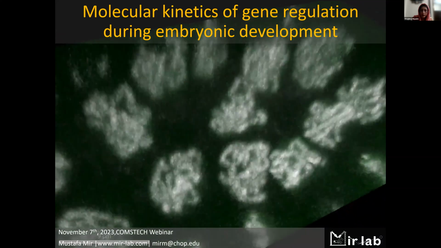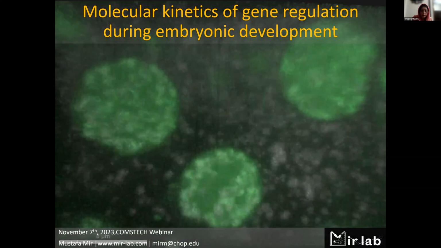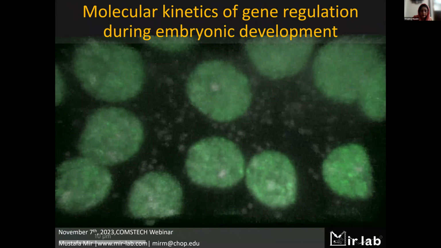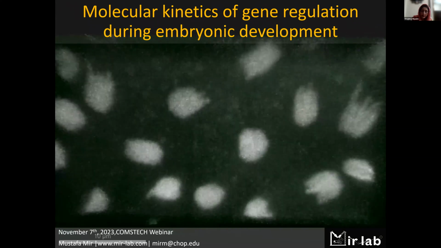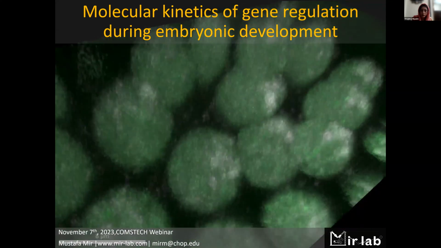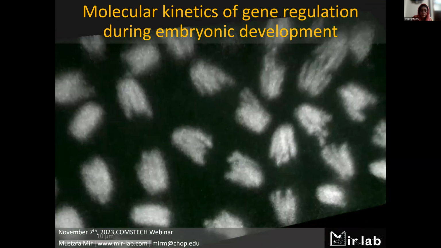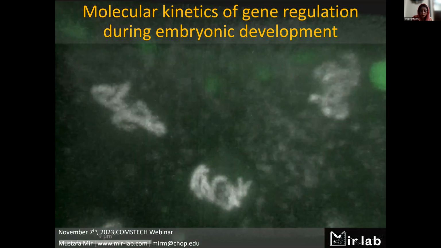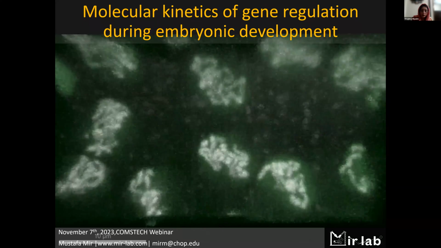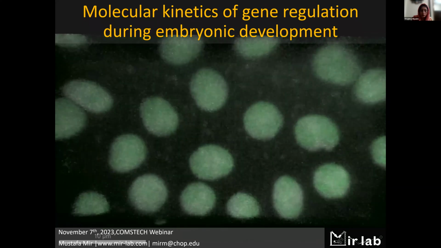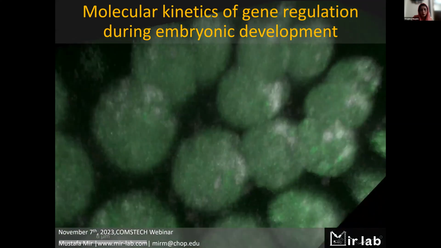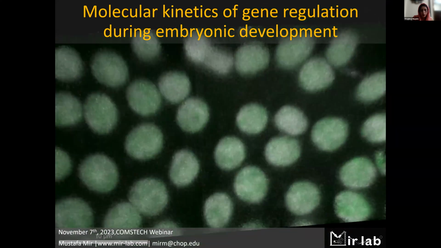Dr. Mir started his lab at UPenn in January 2021. His lab focuses on developing and using advanced fluorescence microscopy methods and analysis tools to study gene regulation and nuclear organization during early embryonic development and in disease. Dr. Mir received the National Institutes of Health Director's New Innovator Award in 2021, and he was also selected as an inaugural Freeman Hrabowski Scholar by the Howard Hughes Medical Institute in 2023. The title of his talk today is Molecular Kinetics of Gene Regulation During Embryonic Development.